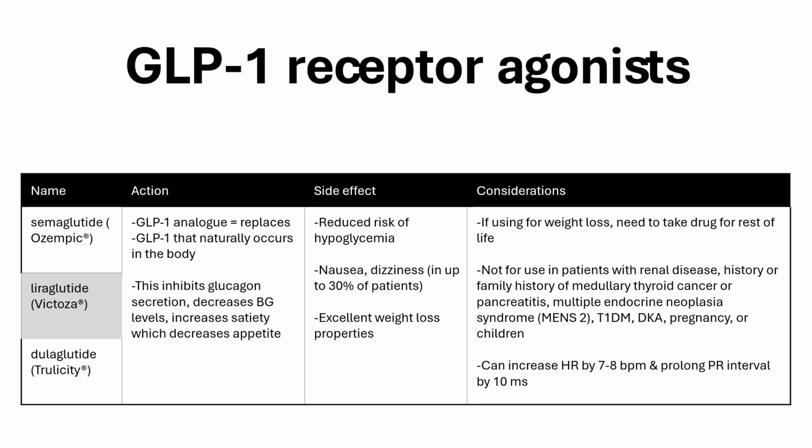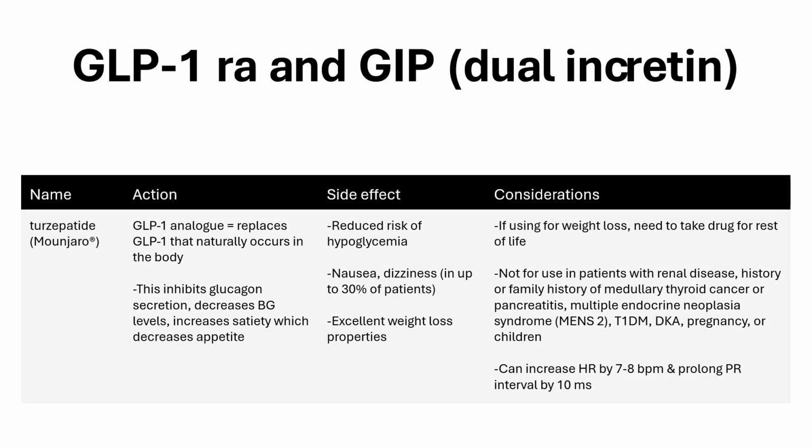So we have to do an ECG and make sure that's okay. And the dual incretin, which is Mounjaro, tirzepatide, it's also labeled as Zepbound, same drug, tirzepatide, but marketed towards weight loss only. And it replaces GLP-1, inhibits glucagon. It's the same action here, but it also has GIP in there, which has some additional benefits for it.